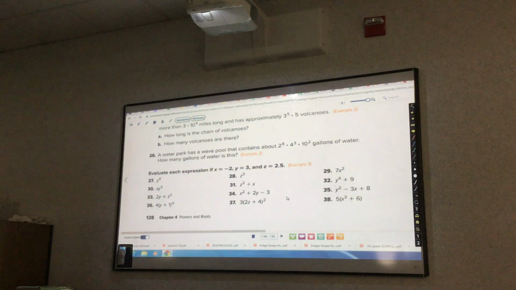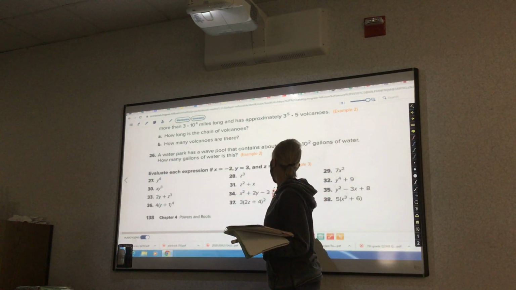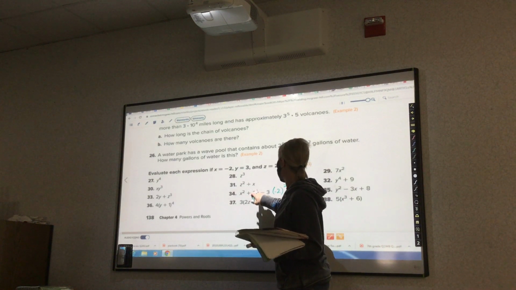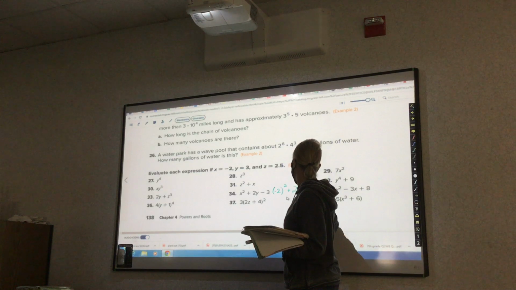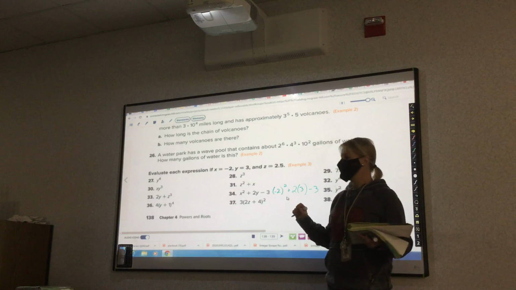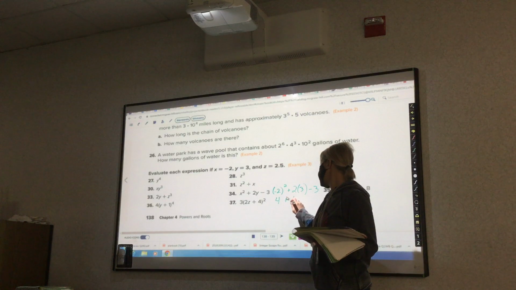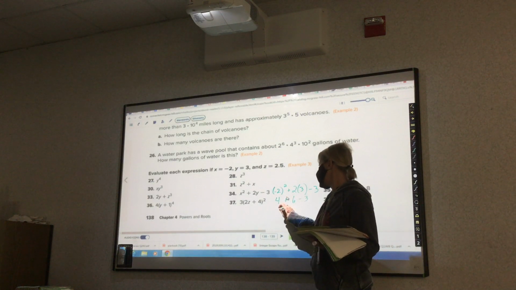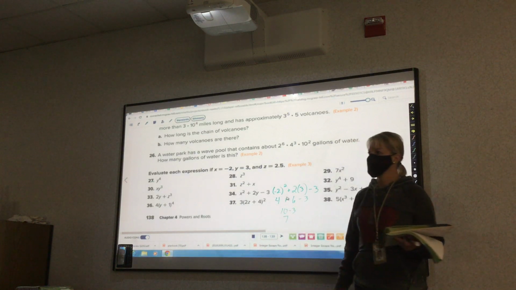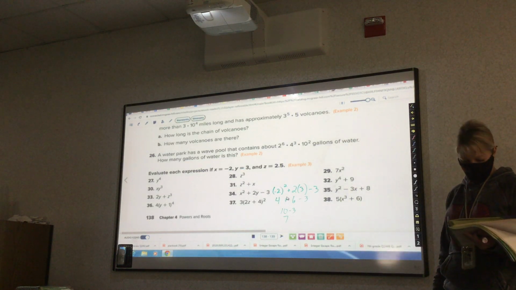All right, 34 is x squared. So x is a negative 2. So I have to have a negative 2 squared plus 2 times y is 3 minus 3. Did I set it up correctly? I realized my mistake. So a negative 2 squared would be a positive 4 plus 6 minus 3. 4 plus 6 is 10, minus 3 would be 7. I realized my mistake. That's all you have to do is find your mistake. I forgot to put the 3 in.